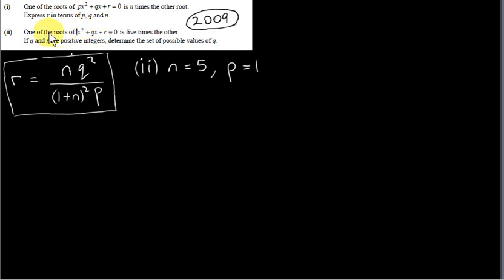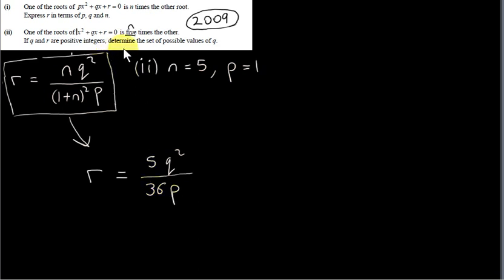And we're saying that one of the roots of this equation is 5 times the other. And one of the roots of this equation here from part 1 is n times the other. So we just set n equal to 5. So this relation will apply. We just replace n with 5 and p with 1. So we have 5q squared in the numerator. In the denominator we have 1 plus 5 is 6. 6 squared is 36. We have 36p in the denominator.